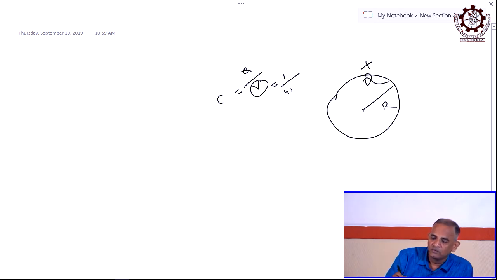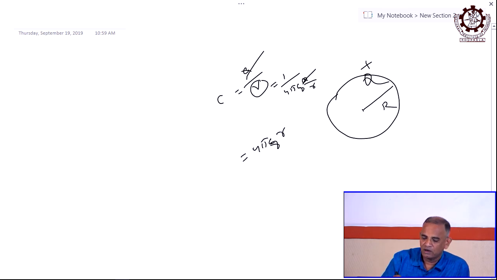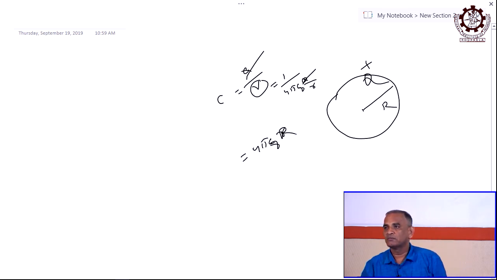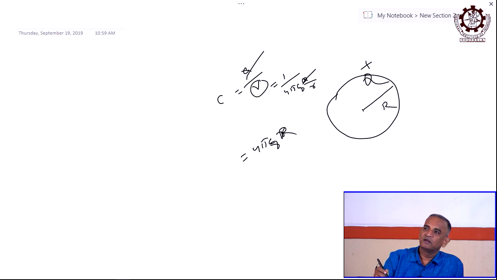1 by 4 pi epsilon 0, then q by r. So, this q will cancel or not? Q cancels out, then you will get only 4 pi epsilon 0 r, of course capital R as per diagram, right. So, now tell the capacity of this charged sphere, it is independent of charge added, right or not? It is independent of charge added, it only depends on the value of r.